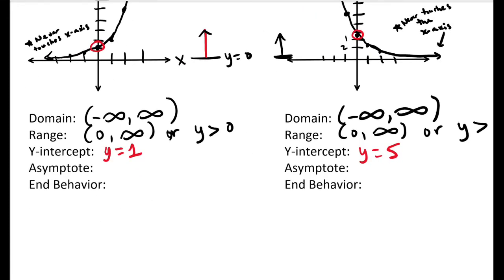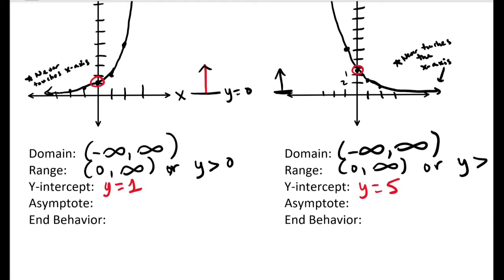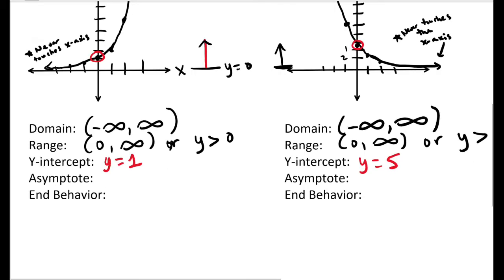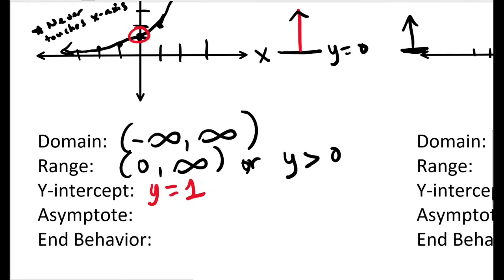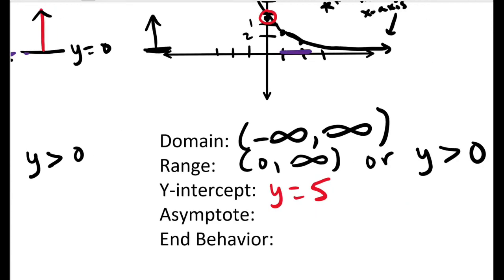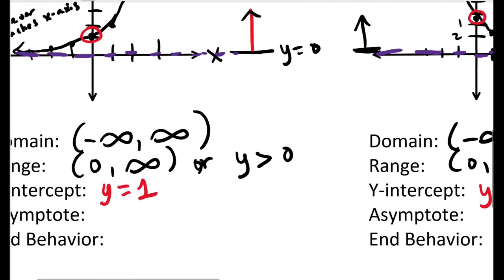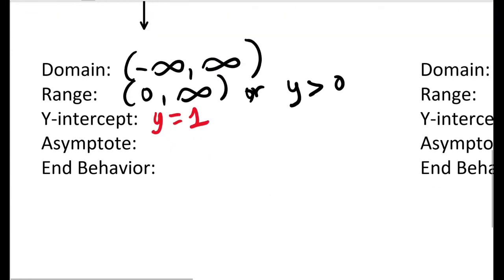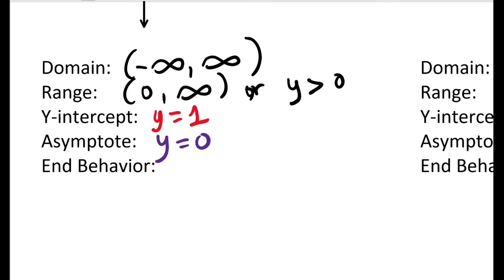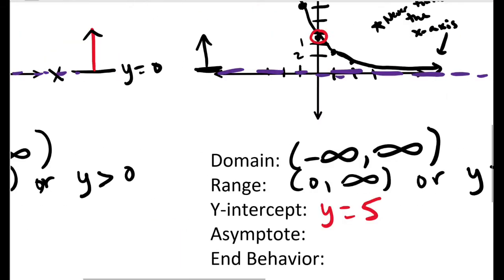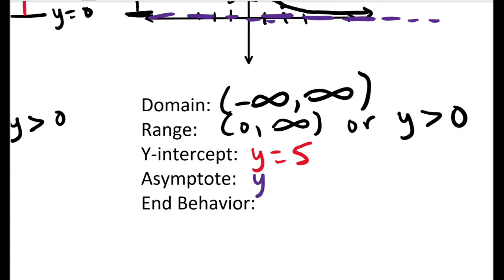Okay. Now the asymptote is where the graph approaches but never actually crosses, right? So it looks like the asymptote is here, right? Because it never actually crosses that asymptote. So same thing for this one. It actually never touches that spot right there. So therefore that is an asymptote when it's trying to approach it. So in this case the asymptote is y equals 0, which is the x-axis. Same deal here, y equals 0 for the asymptote. In this case, this is a horizontal asymptote.